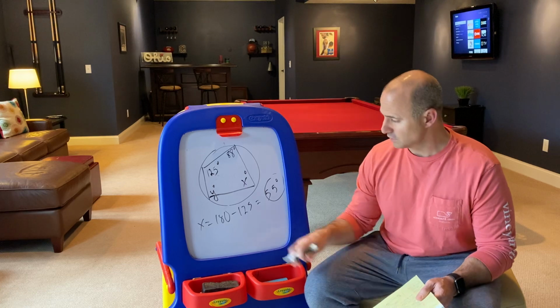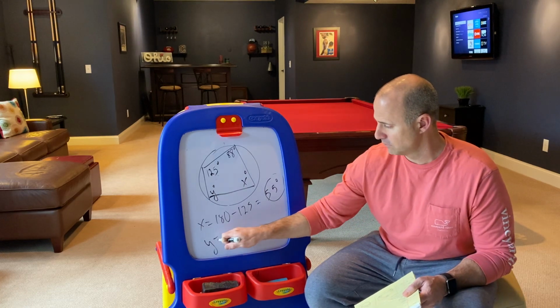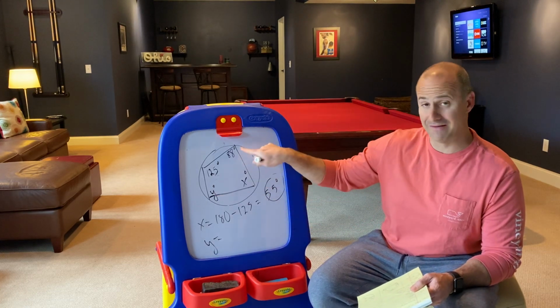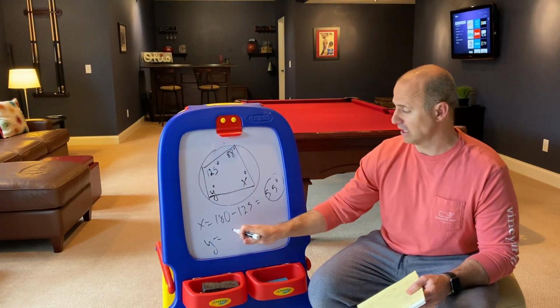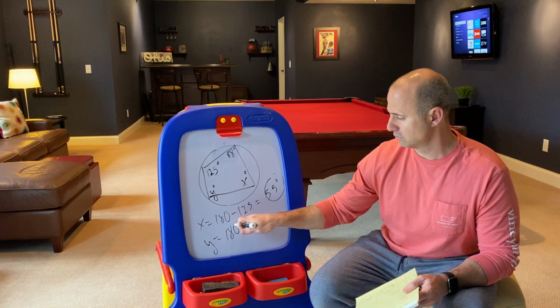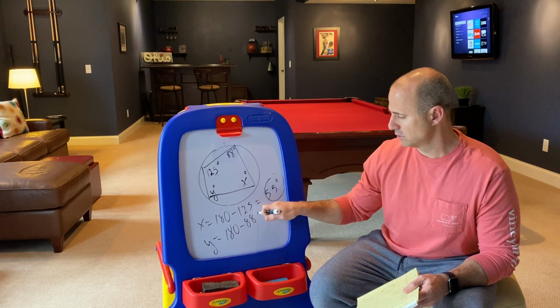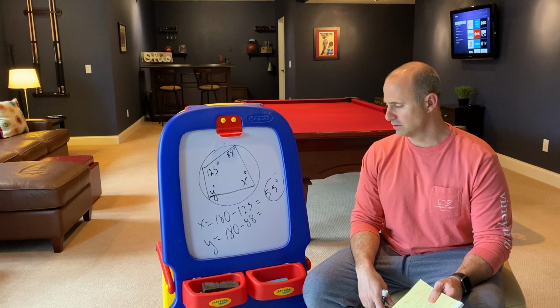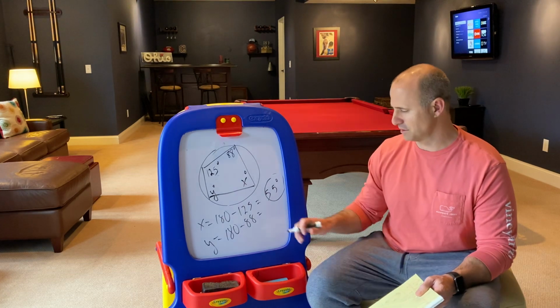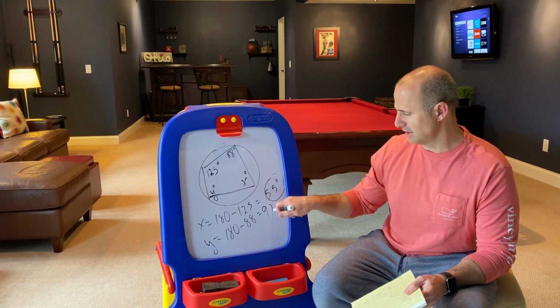Same thing with Y. These opposite angles have to add up to 180. So 180 subtract 88 degrees, and it looks like we end up with, oh my goodness, 92. Did I do that right? 92 degrees.